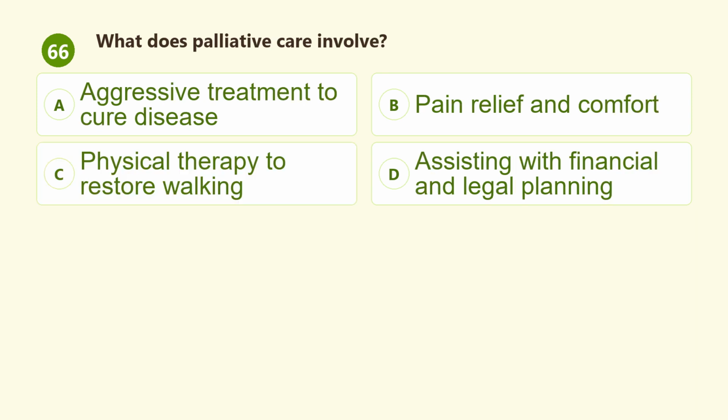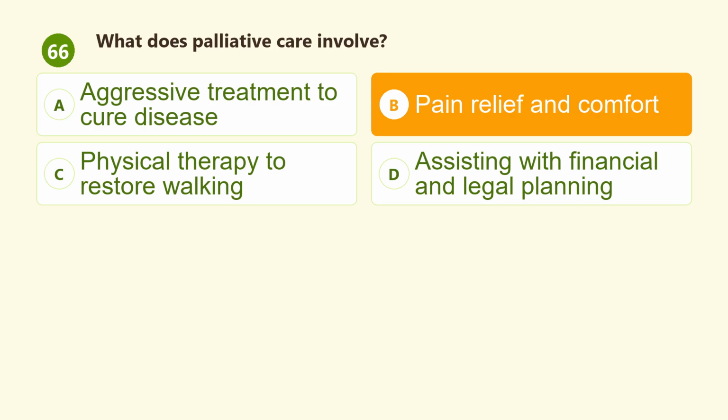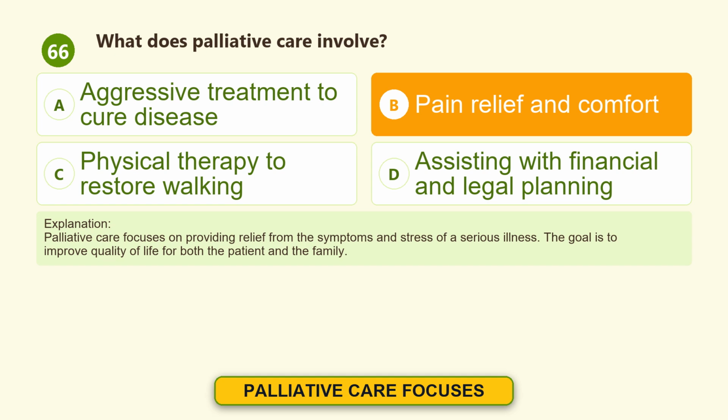Question 66. What does palliative care involve? Option A, aggressive treatment to cure disease. Option B, pain relief and comfort. Option C, physical therapy to restore walking. Option D, assisting with financial and legal planning. The correct answer is option B, pain relief and comfort. Palliative care focuses on providing relief from the symptoms and stress of a serious illness. The goal is to improve quality of life for both the patient and the family.